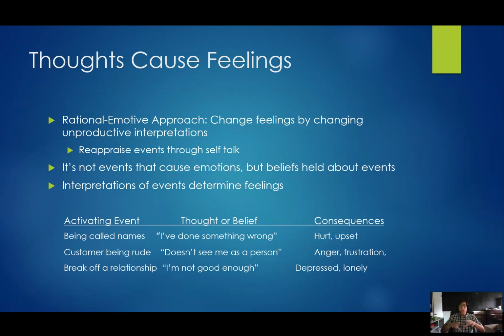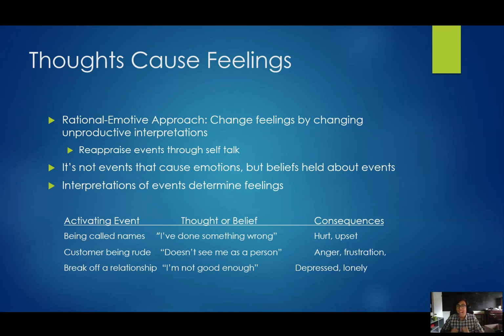So, thoughts can cause feelings. The rational emotive approach to emotions is changing our feelings by changing unproductive interpretations. So we reappraise the events through self-talk to affect how we perceive them. It's not events that cause emotions, but our beliefs held about the events that cause those emotions, and interpretations of events can determine our feelings.